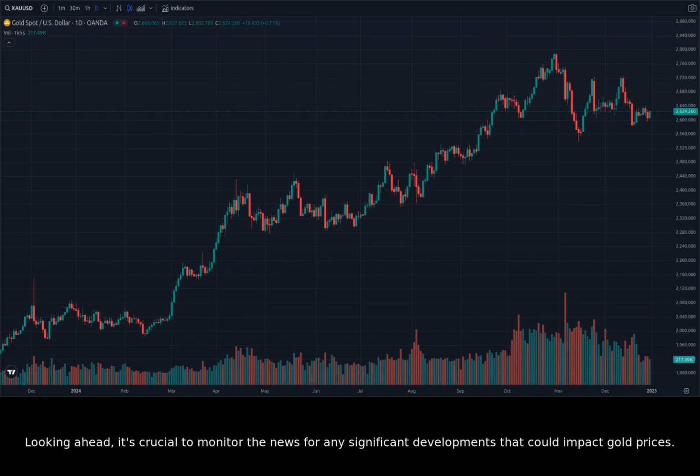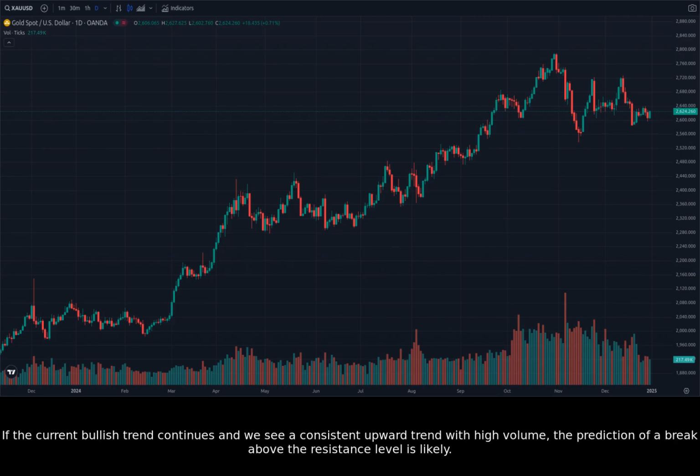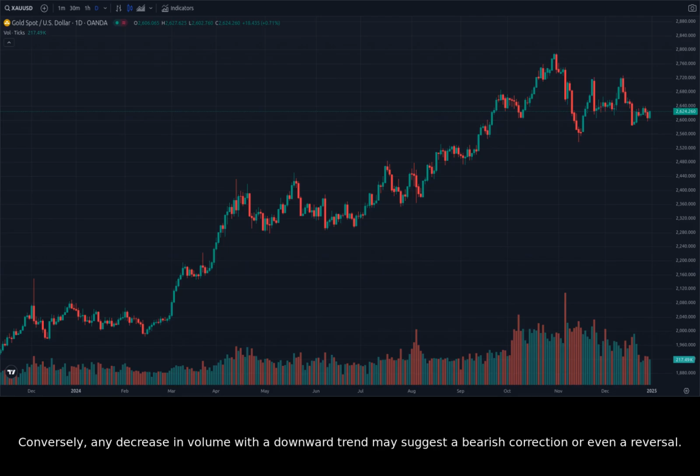Looking ahead, it's crucial to monitor the news for any significant developments that could impact gold prices. Moreover, pay close attention to volume changes on all 3 time frames, as increased trading activity usually confirms the strength of the prevailing trend. If the current bullish trend continues and we see a consistent upward trend with high volume, the prediction of a break above the resistance level is likely. Conversely, any decrease in volume with a downward trend may suggest a bearish correction or even a reversal.